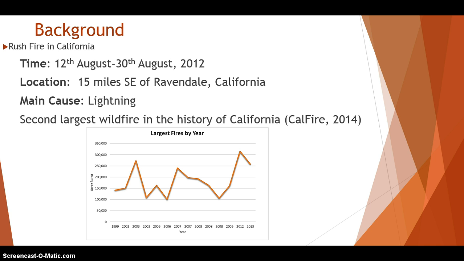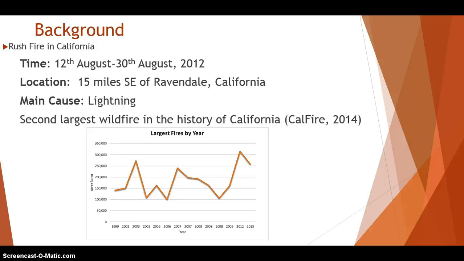The National Interagency Fire Center provides data for each fire occurring. The graph was created in Excel to show the acres burnt and the year of the fire. 2012 shows Rush Fire, which we are focusing on in this presentation. So a bit of background into this fire will be discussed.